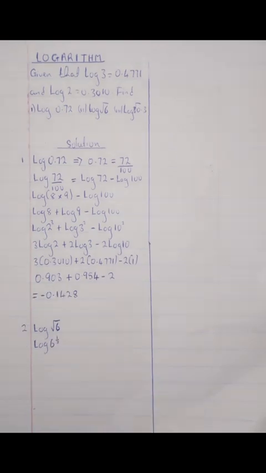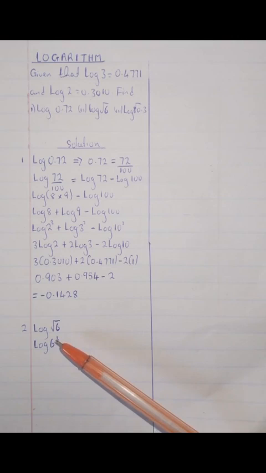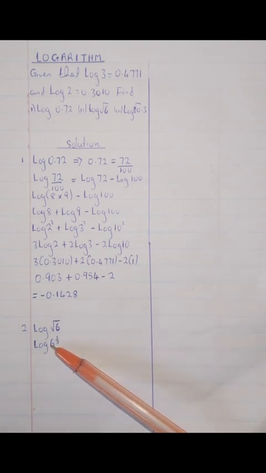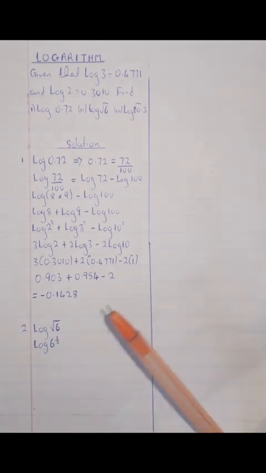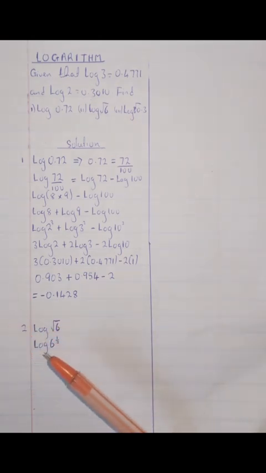So wherever you see anything raised to the power of 1 over 2, it means square root of that thing. If you see anything raised to the power of 1 over 3, it means cube root of that thing. And 1 over 4, it means fourth root of that thing. So let's now go into that. So now we have log 6 to the power of 1 over 2.